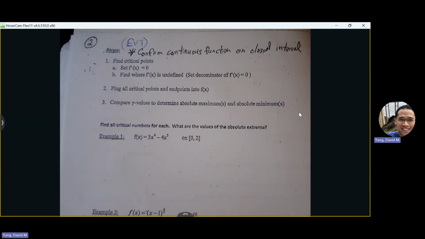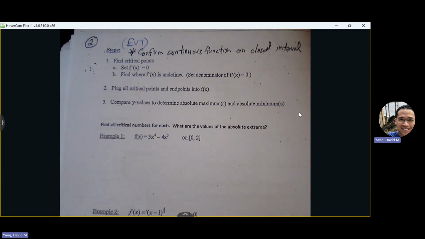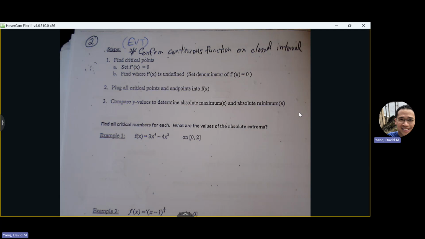Right, so these are the extreme value theorem steps. The first is confirm the function is continuous on the closed interval. So just like how we did with IVT, we have to look at the function, look to see if there's a denominator. If there's a denominator, is there a vertical asymptote? And then if there's a vertical asymptote, does the asymptote impact or interfere with my interval? If it doesn't interfere with the interval, then we're safe. Our function is continuous on a closed interval, and we make that statement.